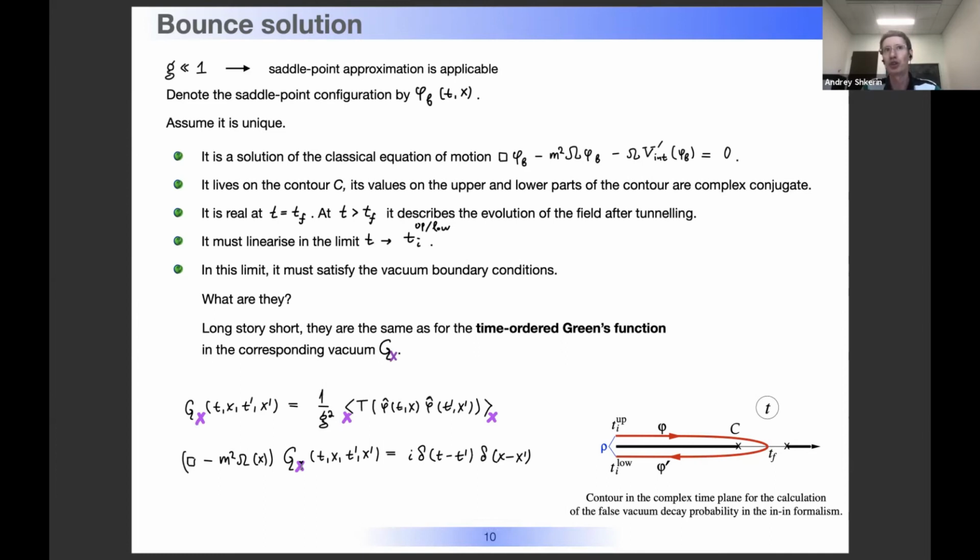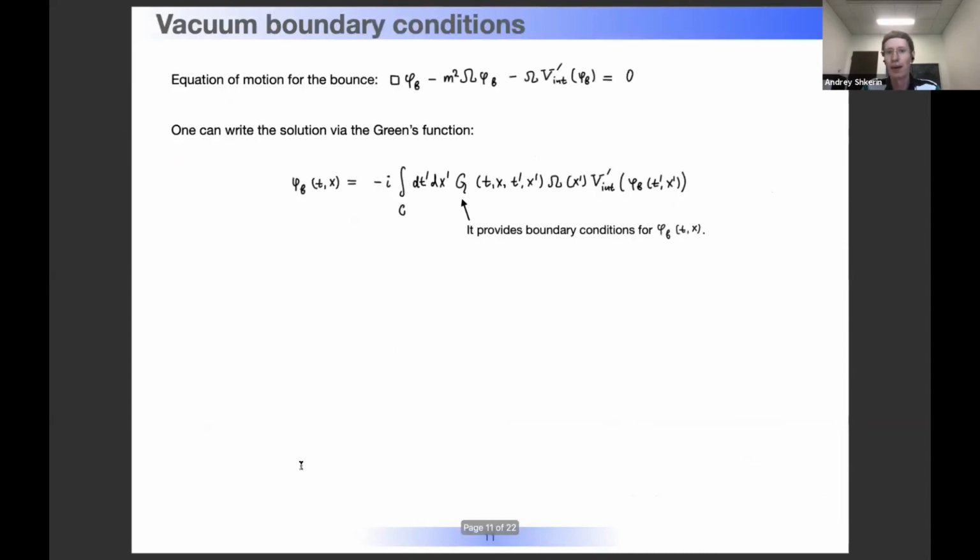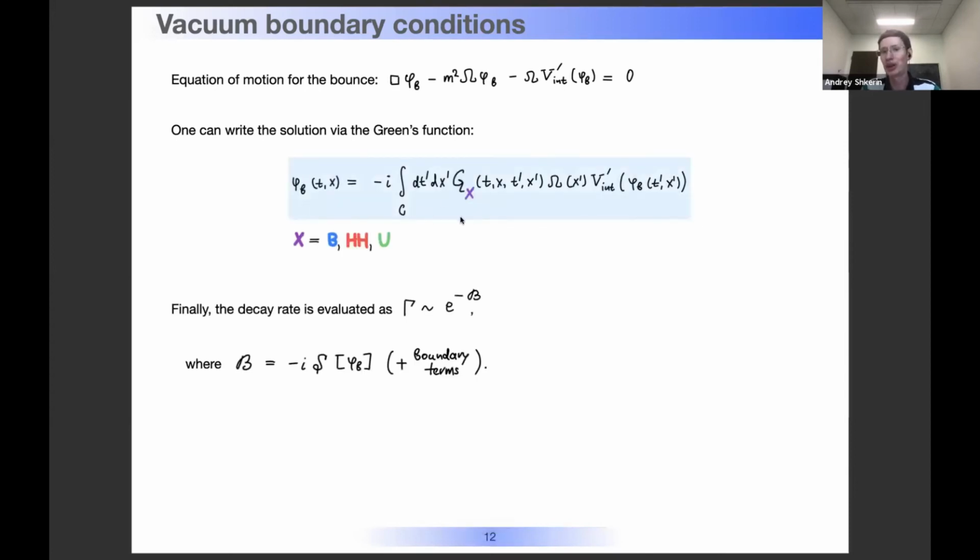So the condition is imposed on coefficients of positive and negative frequency modes in the expansion of the solution in the linearized limit. And these conditions are the same as for the Green's function. To understand it better, let's write again this equation of motion for the bounce, and let's rewrite this equation in integral form. So here we see that if we substitute different Green's functions here, we obtain different conditions for the field phi. And our statement about the boundary conditions is that to obtain the correct boundary conditions, to make the solution really the bounce, the tunneling solution describing tunneling from the Boulware, Hartle-Hawking, or Unruh vacua, one should substitute here the corresponding time-ordered Green's function in one of the three vacuum states.